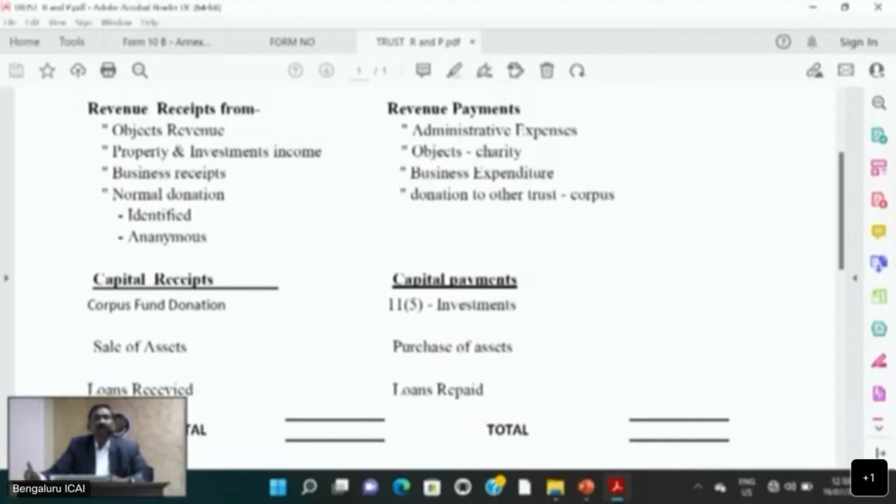Now I am coming to the capital receipts, capital payments. Capital receipts, I have given you broadly three.